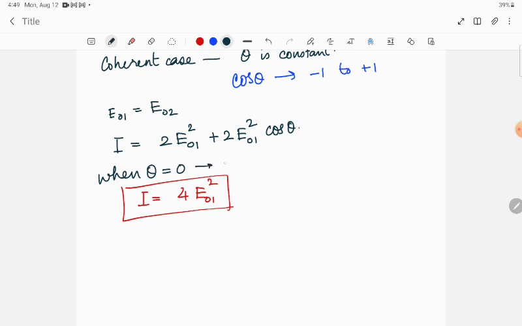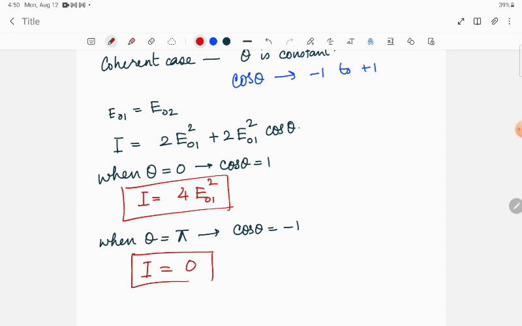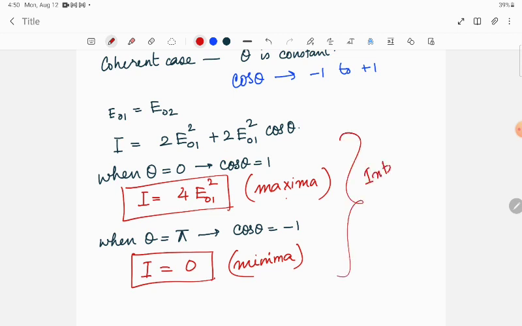And the other extreme is when theta is pi, which is basically the out of phase condition, where your cos theta is -1. In that case, your I becomes 0. So minima are defined by this relation, and maxima are defined by this relation. So you do have an interference pattern.